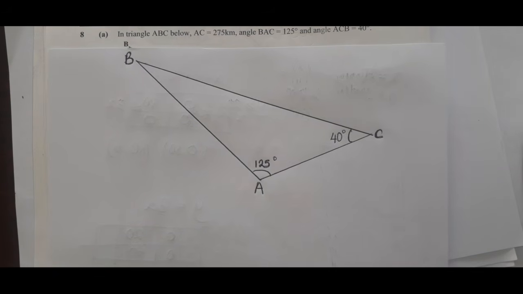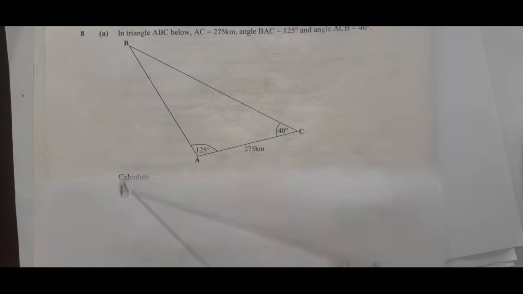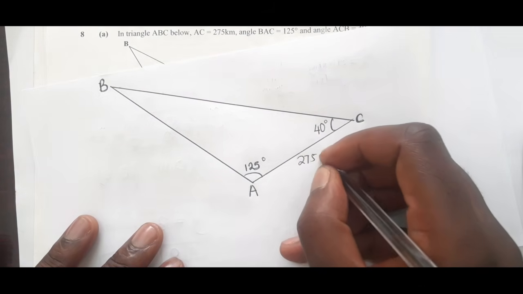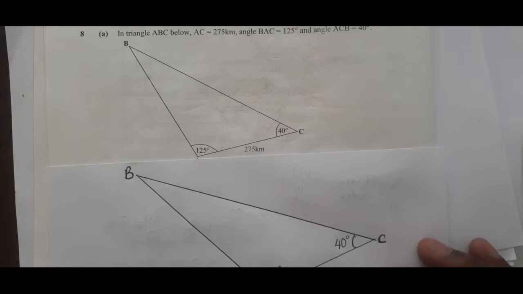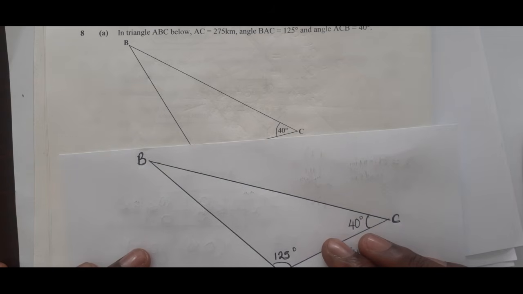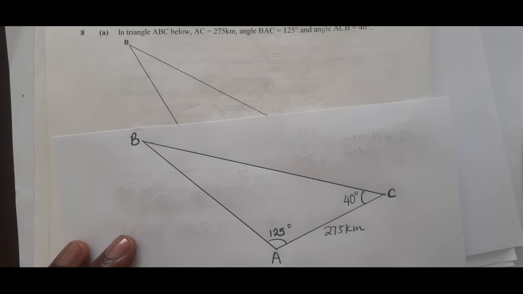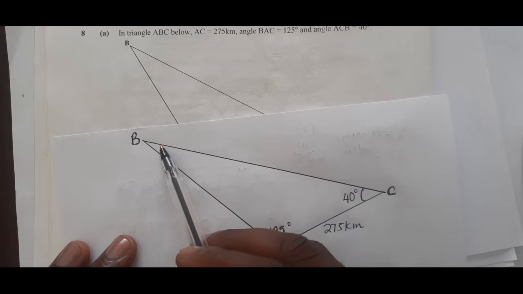Okay. So this is the triangle here. The first thing that we are supposed to do here, take note, we are given that it's 275 kilometers. Since we are given these angles, the first thing is to find this angle here. So how do we find this angle?